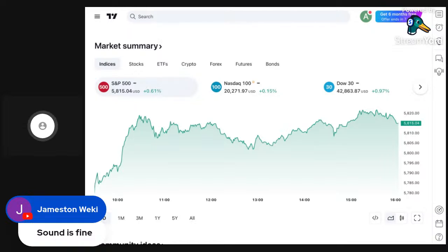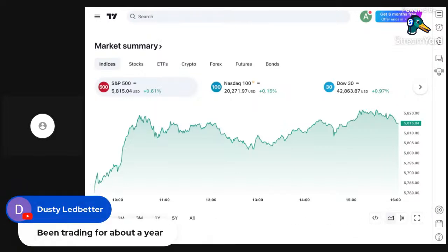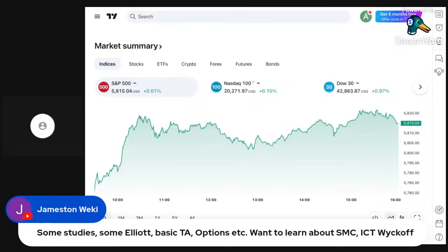Okay, so active, and it's about 3.5 years. Tony says active and about 3.5 years for me, starting to happen if I follow the rules and discipline. Okay, I get what you're saying, you start to see a little bit of success. Dusty says she's been trading for about a year. James, and I apologize if I'm pronouncing your name wrong: some studies, some Elliott basics, TA, options. Want to learn more about ICT?